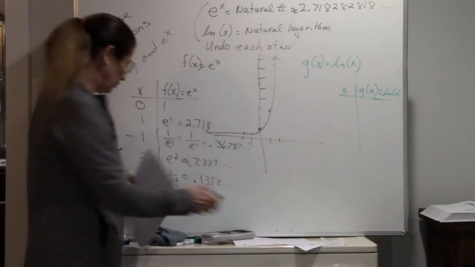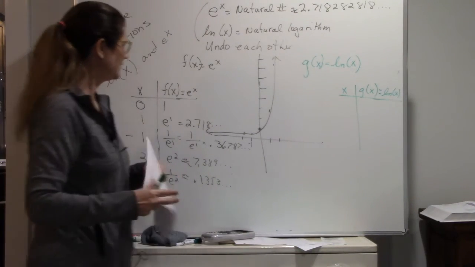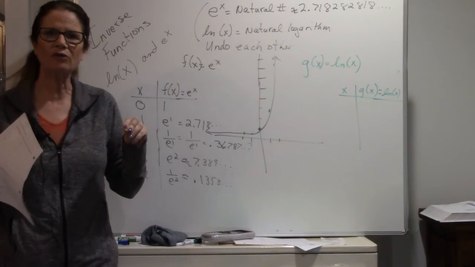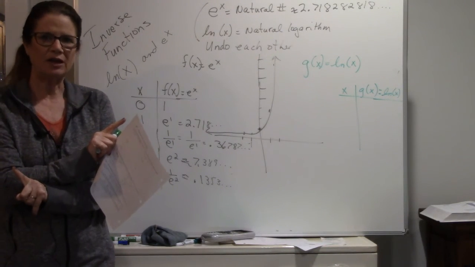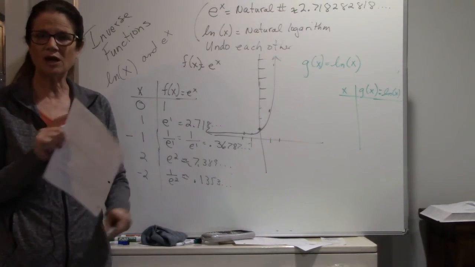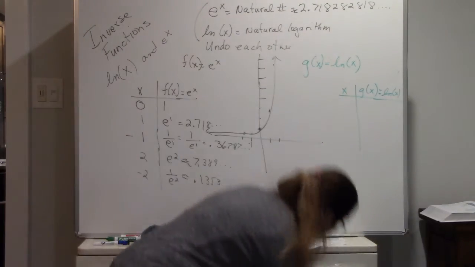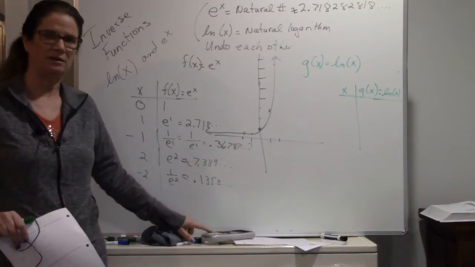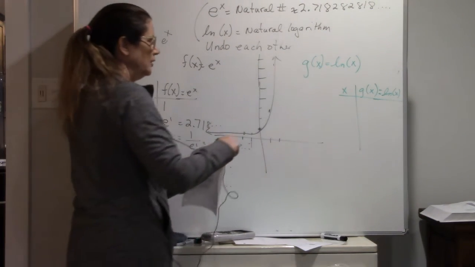Then, when I come over here to my ln function, what we're going to find is, remember, our inverse operations, it switches the x's and the y's. Okay? It undoes each other, right? They're inverse operations, so they will undo each other. So now you're going to use your ln button on your calculator.